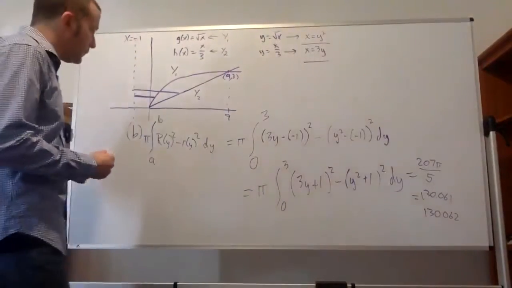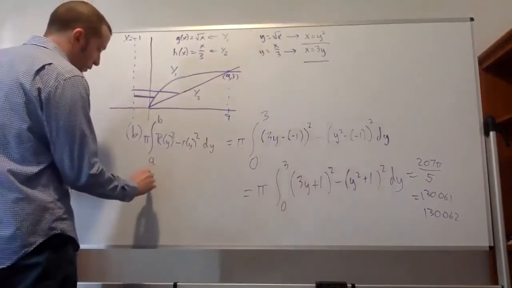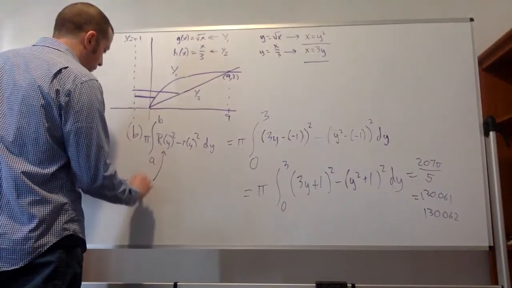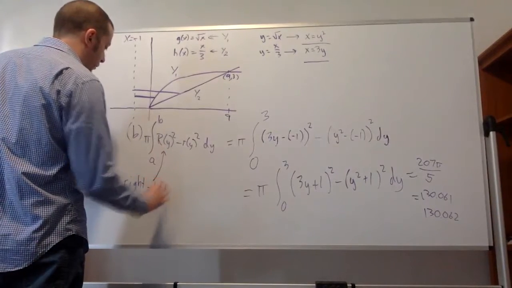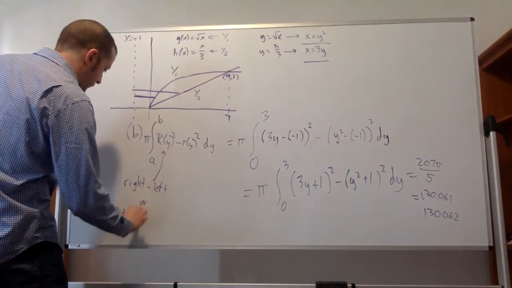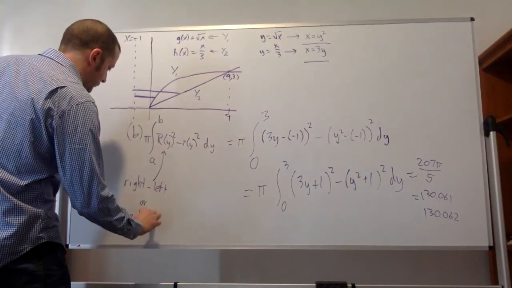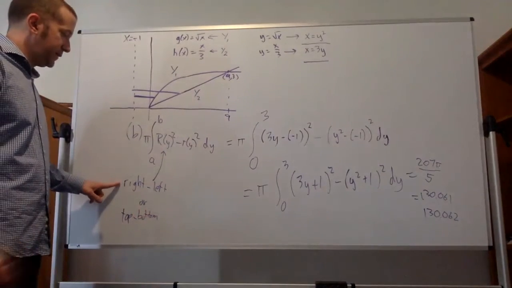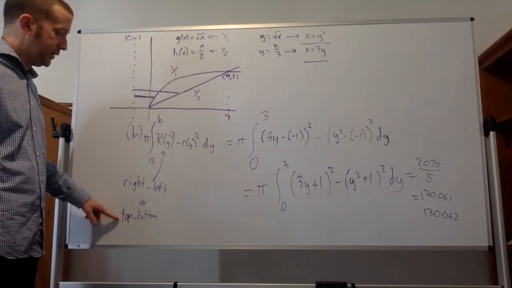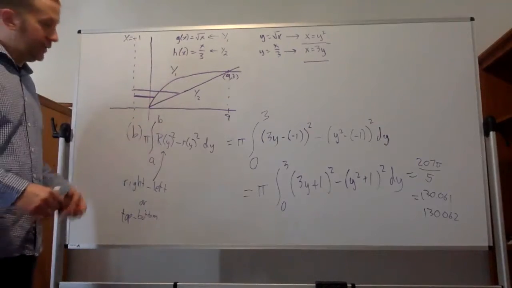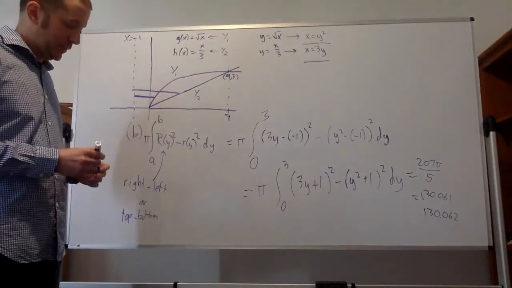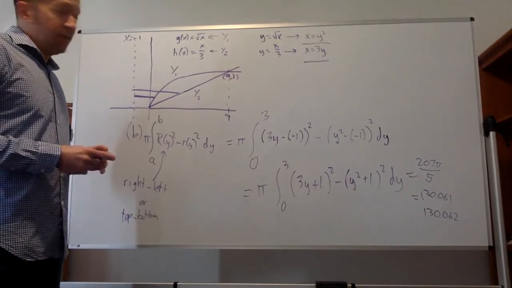So just some things to remember. To find the r's, you're always doing right minus left, or top minus bottom. You do right minus left to find r if the r's are horizontal, and you do top minus bottom to find r if the r's are vertical. And that just depends on whether you're rotating around a vertical line or a horizontal line. That's how you do part B.